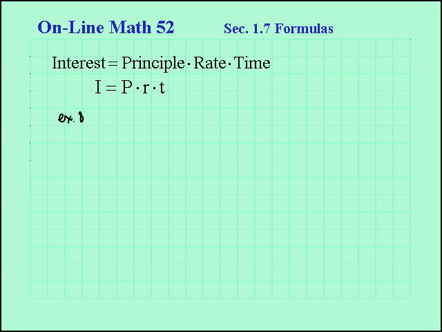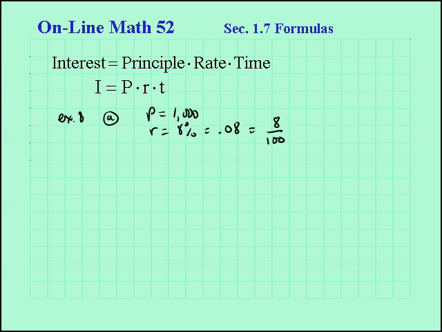But let me get example 8a. We're told that the principal is $1,000. Simple. The rate is 8%, which we need to interpret as 0.08, or as 8 over 100.